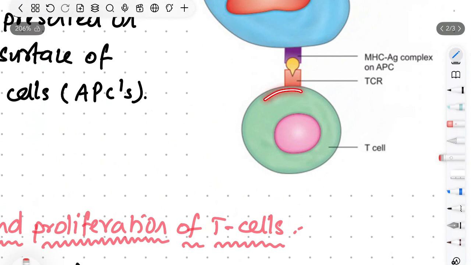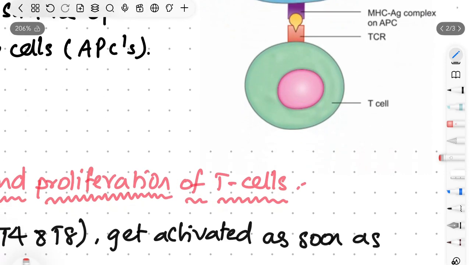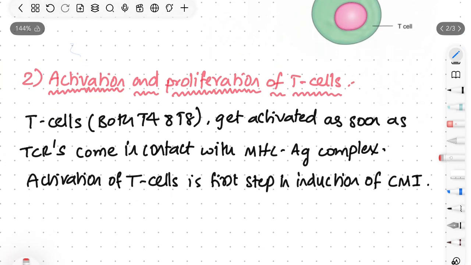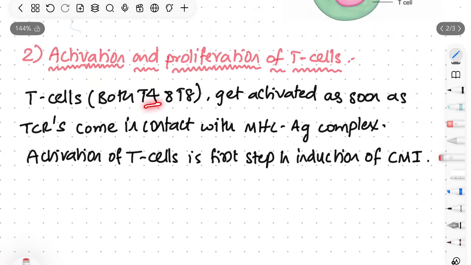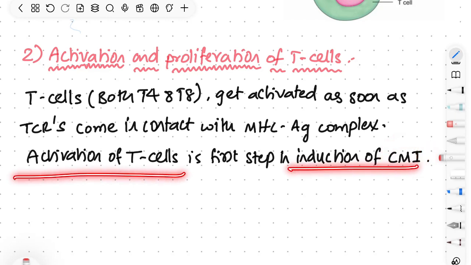Now after the binding of T cells with this antigen, these T cells get activated and proliferate to generate an immune response. Now, how does this process take place? We'll be studying that. Next, T cells, both T4 and T8, that is T helper and T cytotoxic, both get activated as soon as TCRs come in contact with the MHC antigen complex. Activation of T cells is the first step in induction of CMI, that is cell mediated immunity.